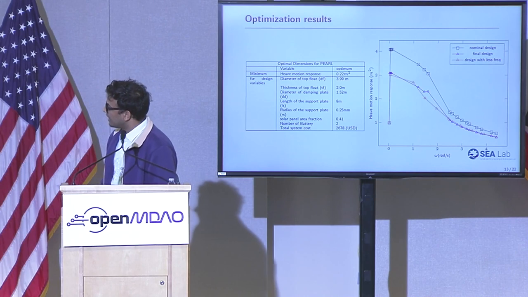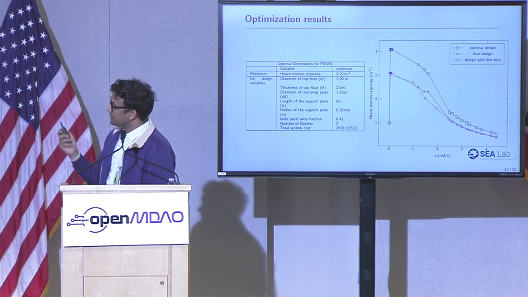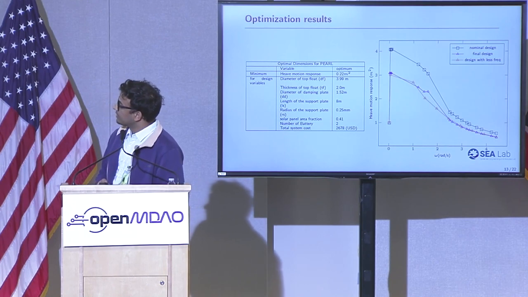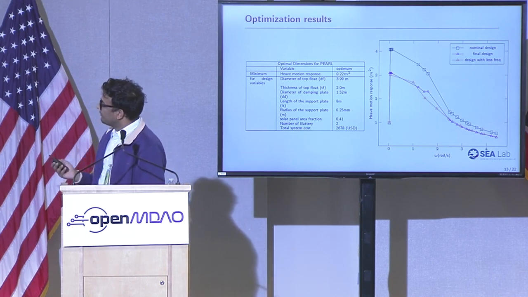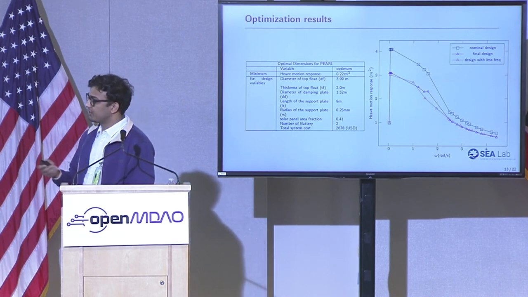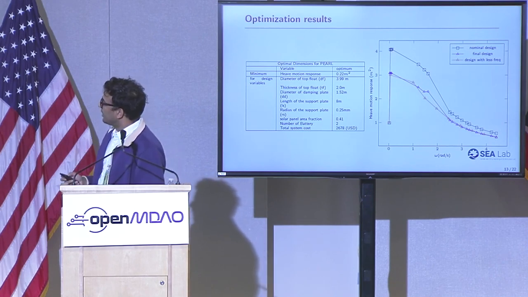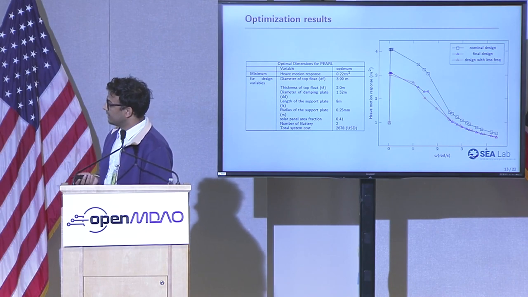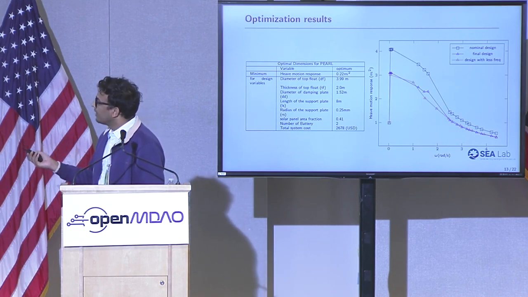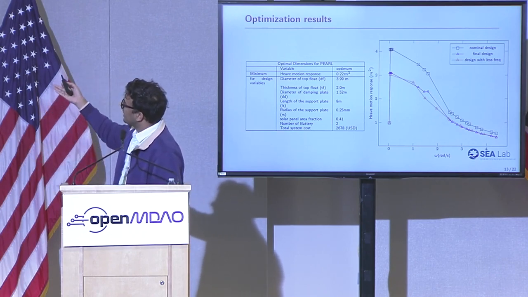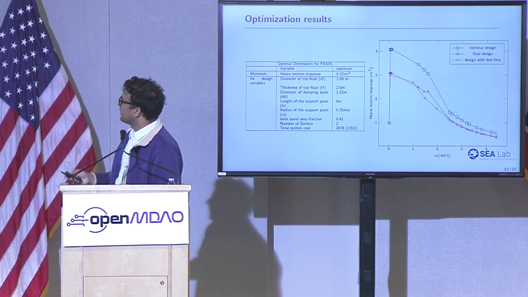The optimization results are basically the optimum dimensions for Pearl. The first design variable was the diameter of the top float. Similarly, the thickness, the damping plate, the support structure, and then the radius of the support. And then there's another variable for the solar panel area fraction, meaning what fraction of the total available surface area would be for PV, because that will dictate how much power is available. That was also a design variable. And the cost is below $3,000, which is arbitrary again. But the optimizer was able to reduce the heave motion response from the nominal design using these variables.